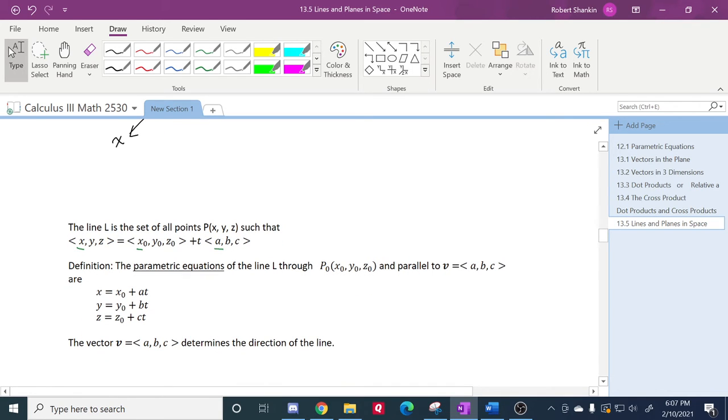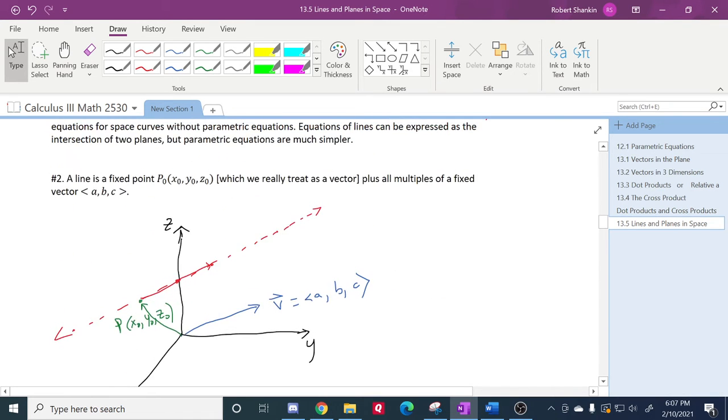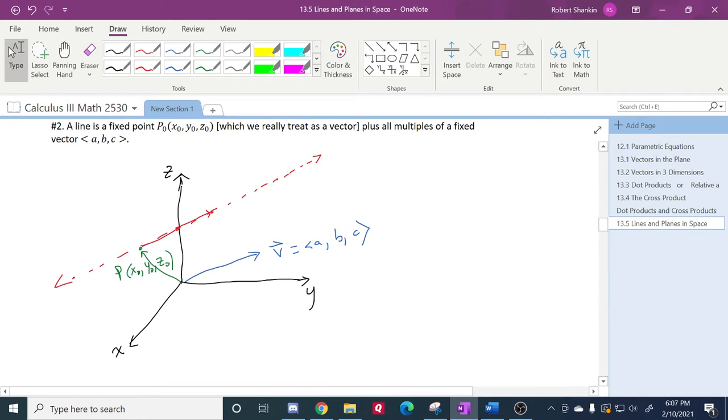I have a question. I can see that at the beginning. Could you scroll up a little bit? Yes. When you say P is a fixed point, which we really treat as a vector, how is that possible? A point is like a zero vector, because it doesn't have any direction. So how do we draw the vector, and how can we even treat it as a vector?